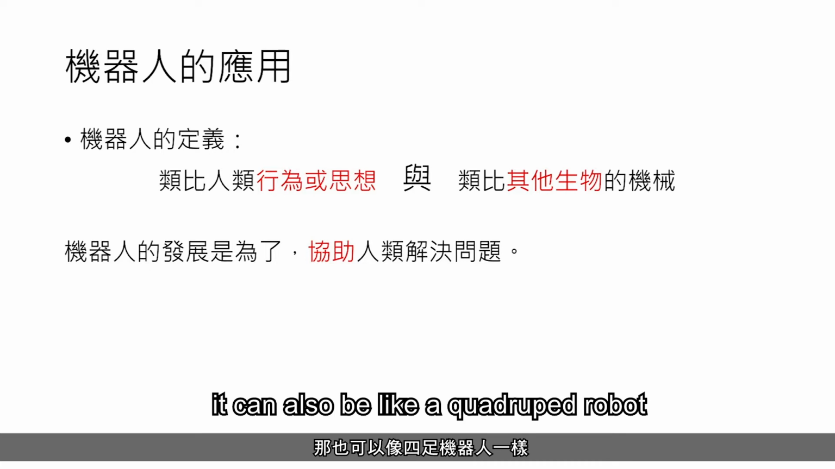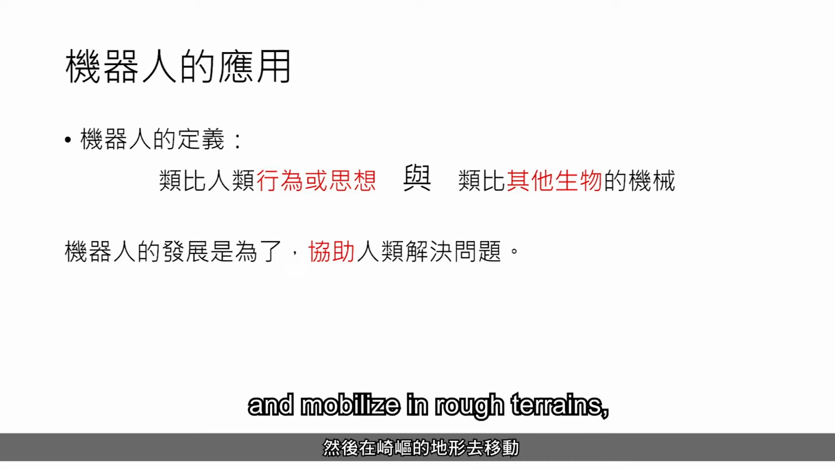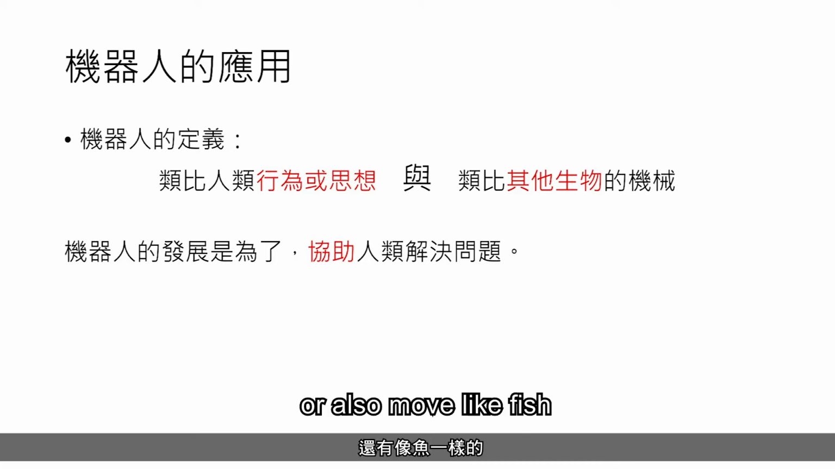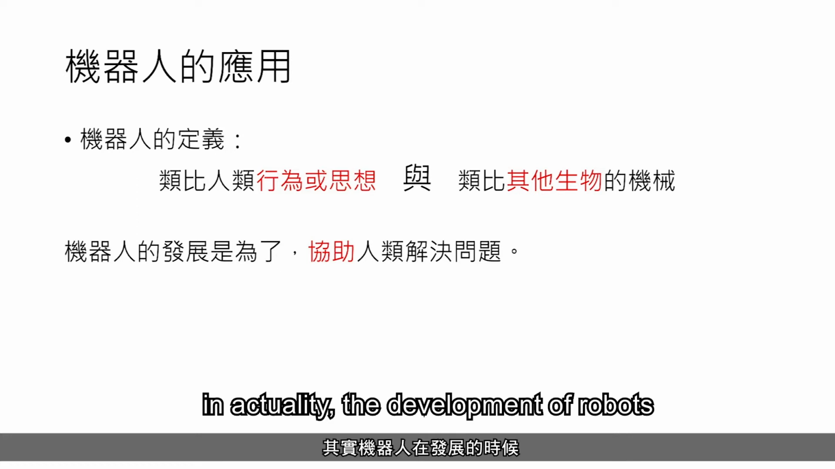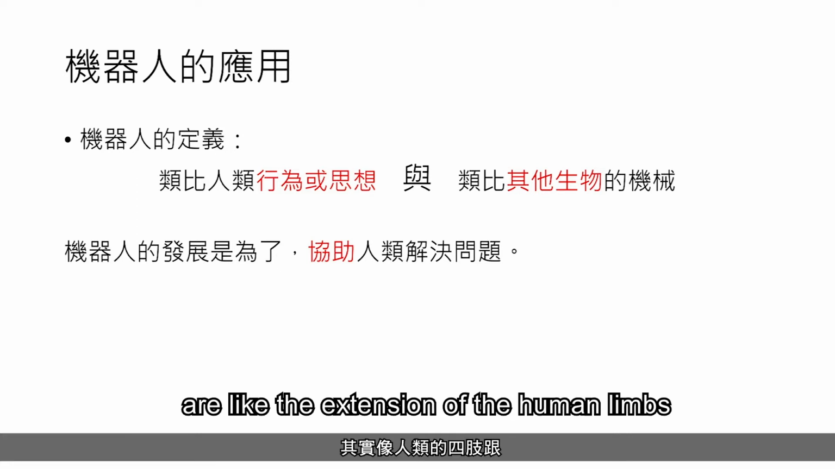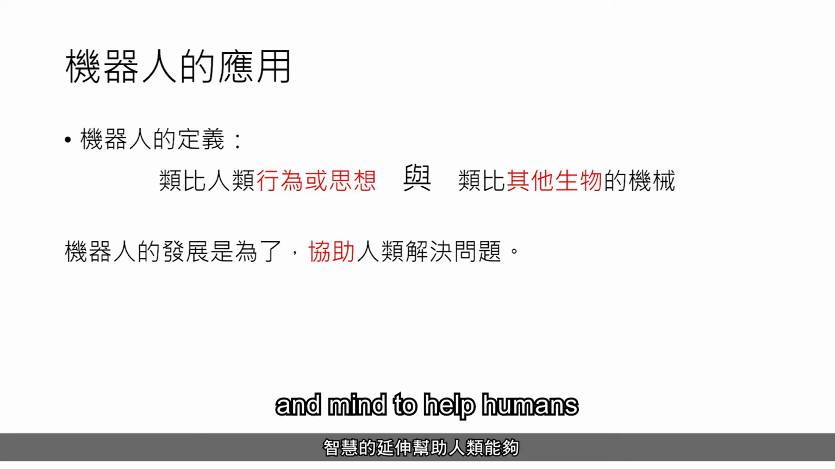It can also be like a quadruped robot and mobilize in rough terrains, or also move like fish in the water, or move airborne like a drone. For all these things, in actuality, the development of robots are like the extension of the human limbs and mind to help humans solve certain problems.